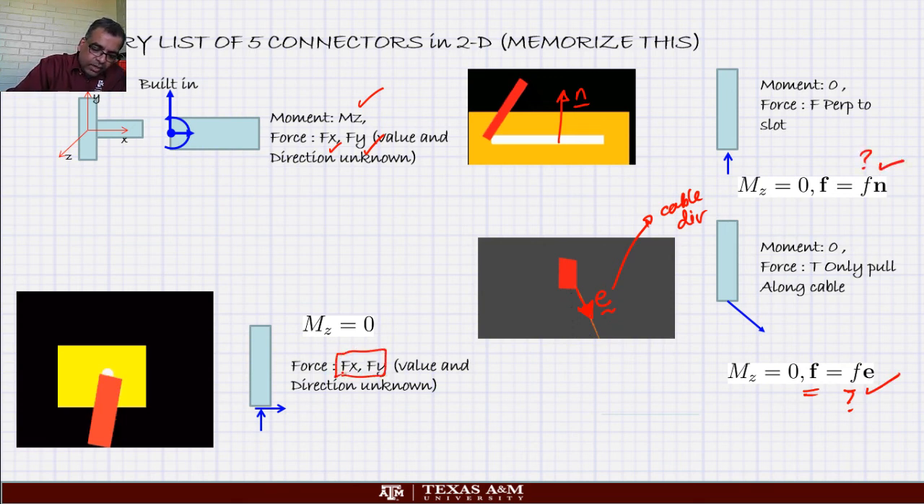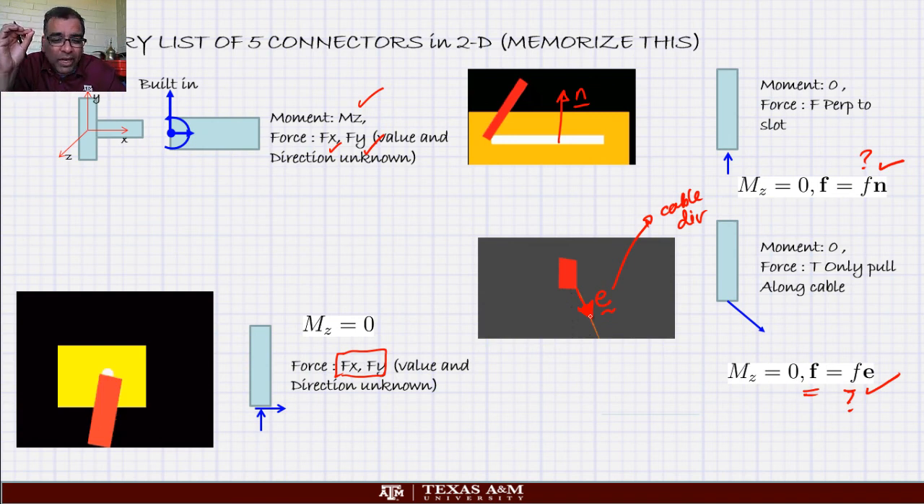It's unknown magnitude and direction. So Fx and Fy are there. Here, unknown magnitude, known direction. In this case, the direction is perpendicular to the slot. In this case, the direction is along the cable. Okay, and you need to memorize these four things.